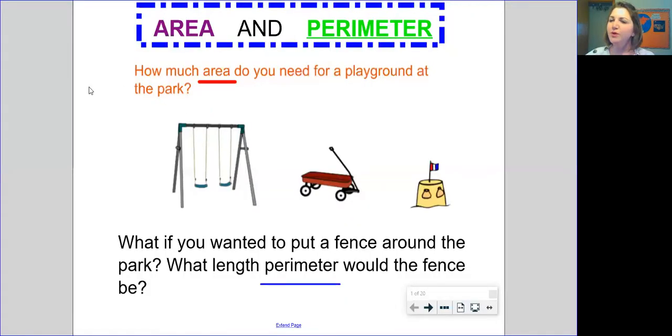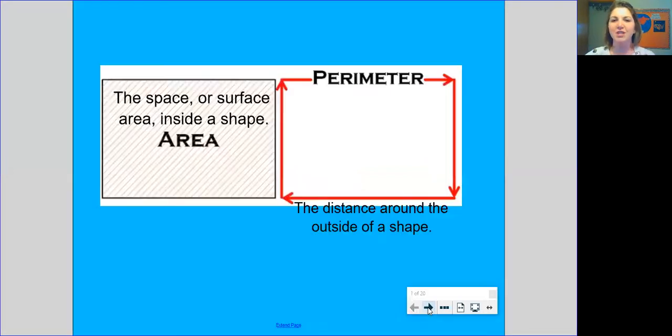Let's get started. Area and perimeter are two things that we really need to know how to use in the real world. If you were thinking about putting a playground at a park, how much area would you need for that? Which means how much space would you need? And what if you wanted to put a fence around the park? What length perimeter would the fence be? So how much fencing would you need to go around the outside of the shape?